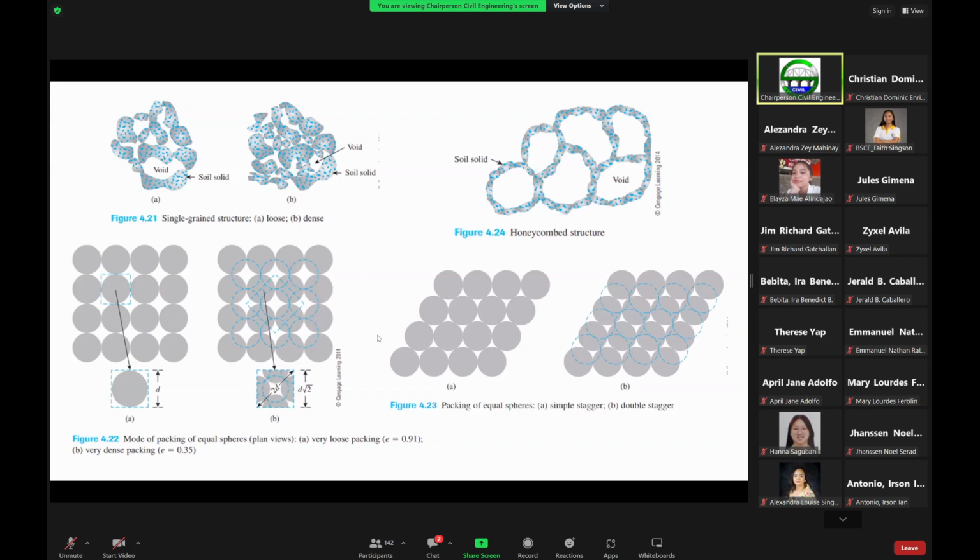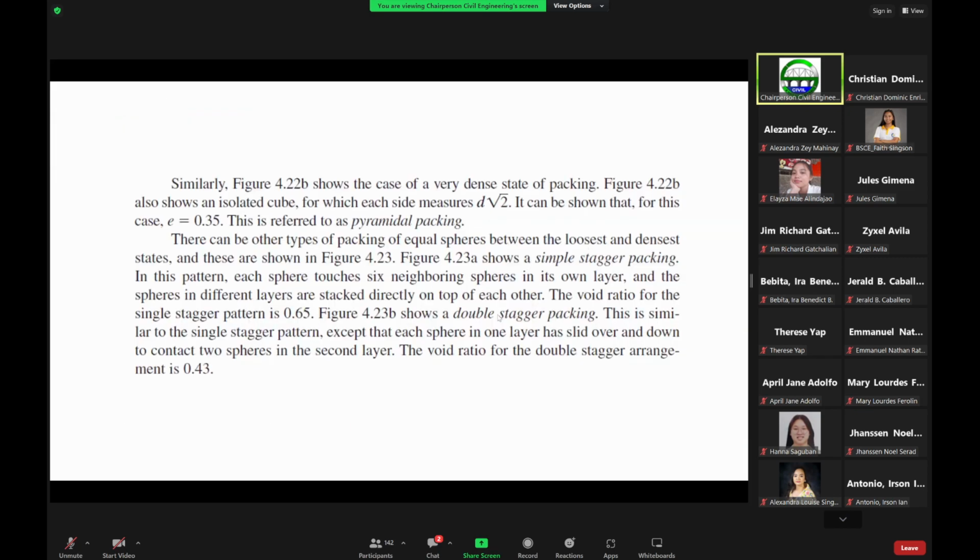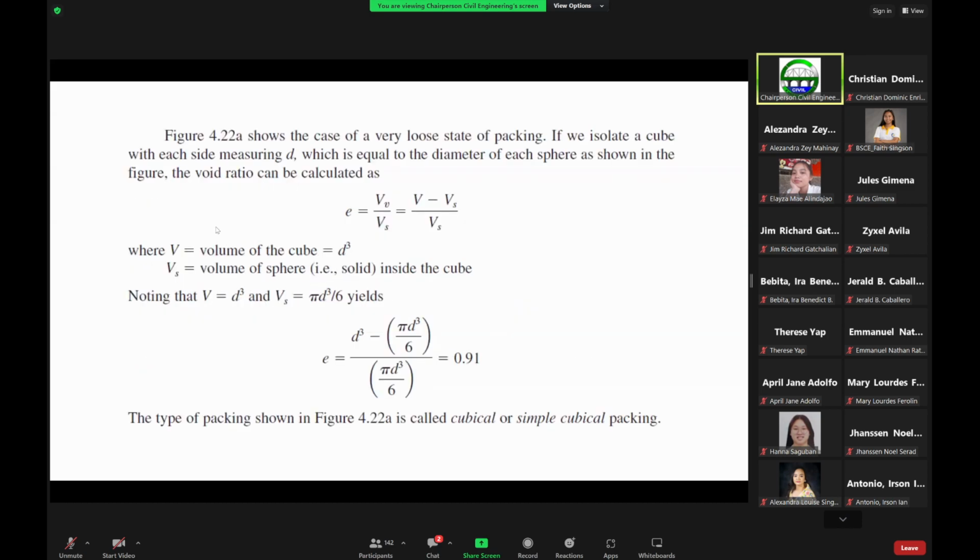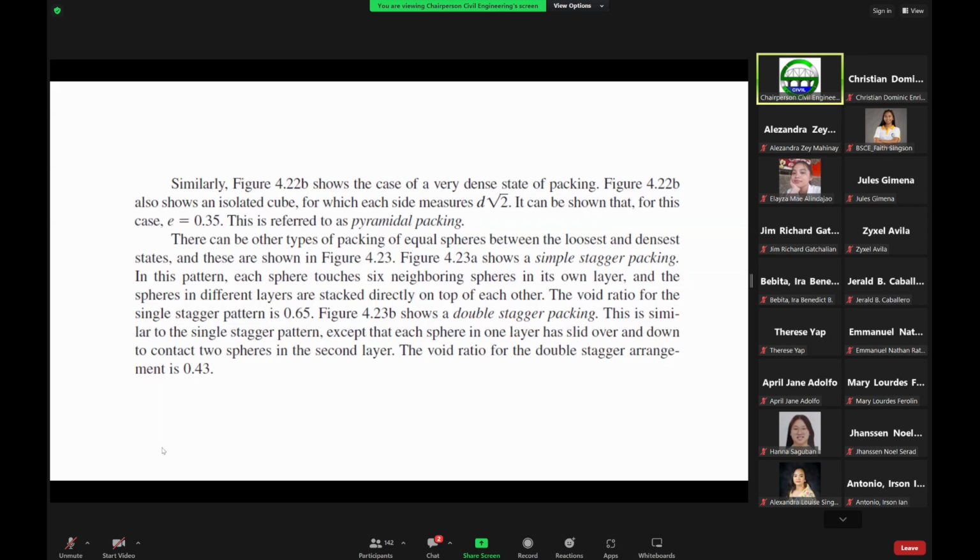So with that, just try to substitute, using the same approach here. Then the value of the void ratio based on this formula will be equal to 0.35. So that's why you have a value of 0.35 for the very dense packing, for example. So this packing here is what we call a pyramidal packing.